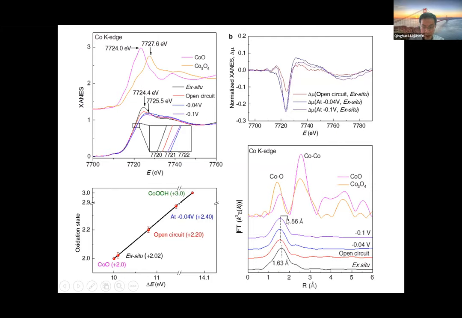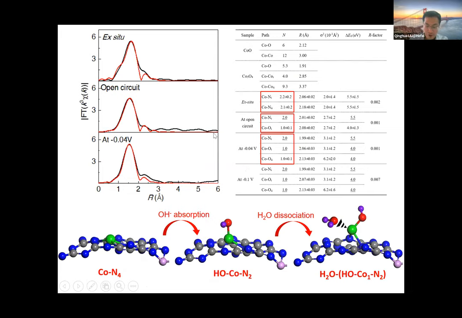This result confirms the atomically dispersed cobalt in the catalyst. Then we fitted the cobalt K-edge XAFS result, and it is found that at the in situ state, the atomic structure of the cobalt active site is cobalt-nitrogen 4.